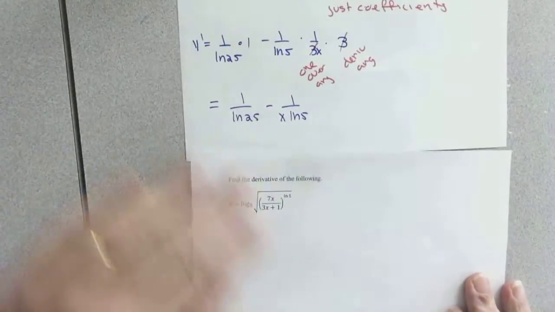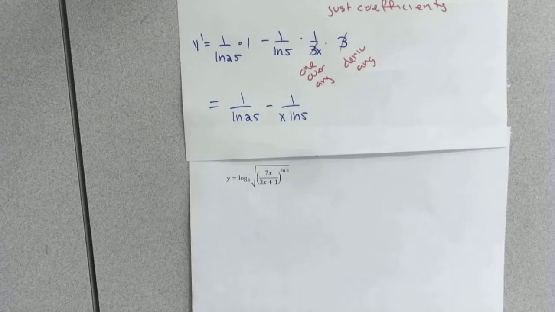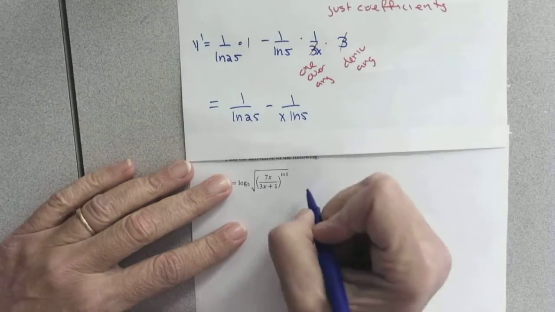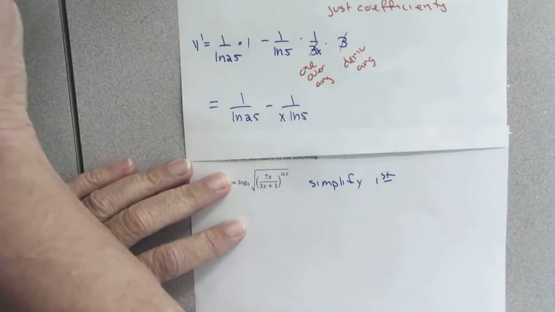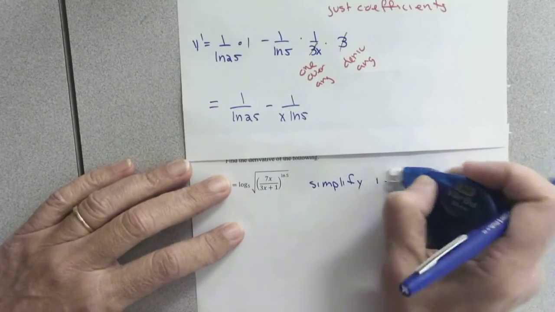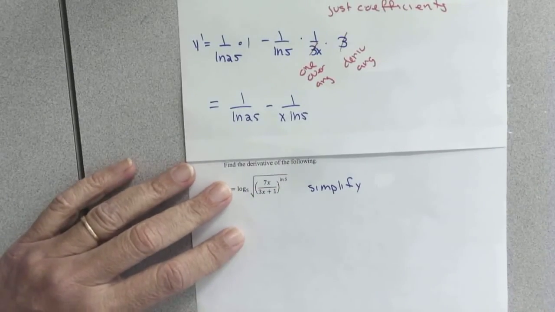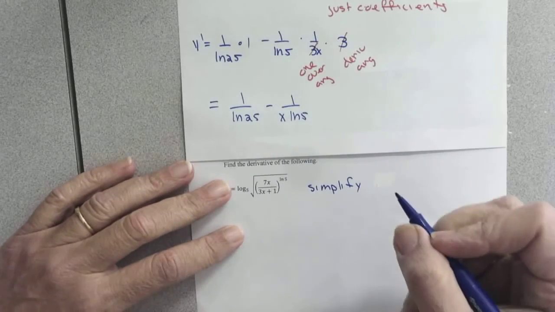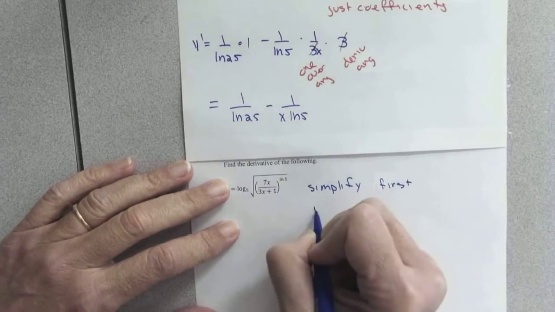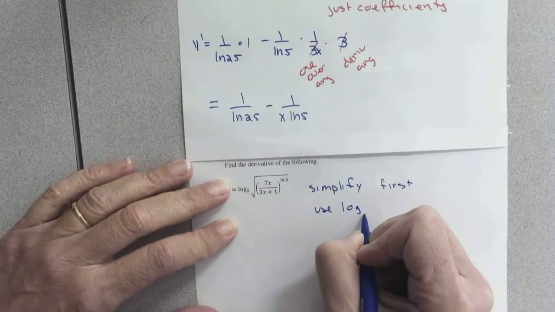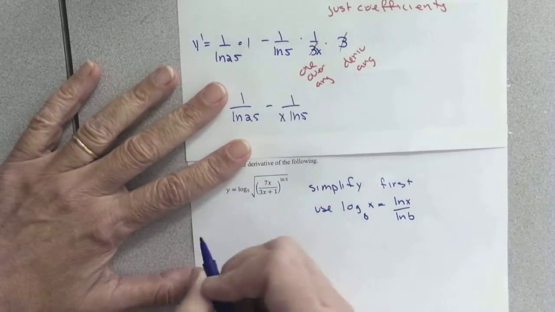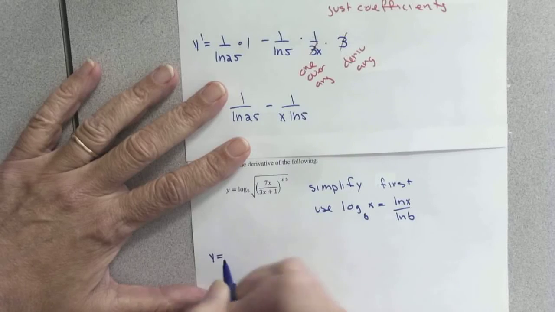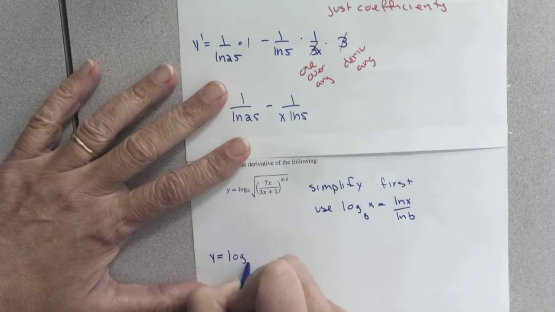Okay, last problem in this section. This was a long section. Differentiate the following. Again, we've got to simplify. If a problem looks like a god-awful mess at the very beginning, that is really a good indication that you probably need to try to simplify. So simplify first, and we're going to use that log base b of x is natural log of x over natural log of b.